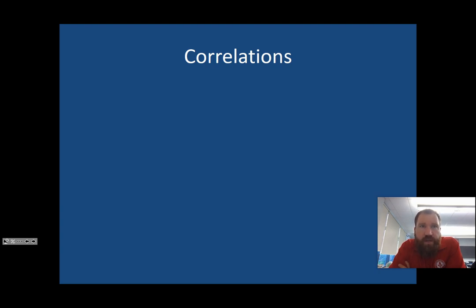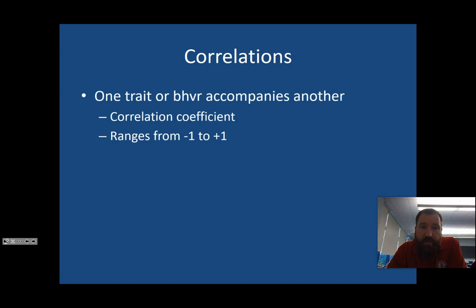A correlation is a study of how two traits or behaviors accompany one another, how they move together as a pair. So think of it as if something goes up in one trait or behavior, the same thing happens on the other side. Okay, so the psych term is, again, the definition: one trait or behavior that accompanies another.